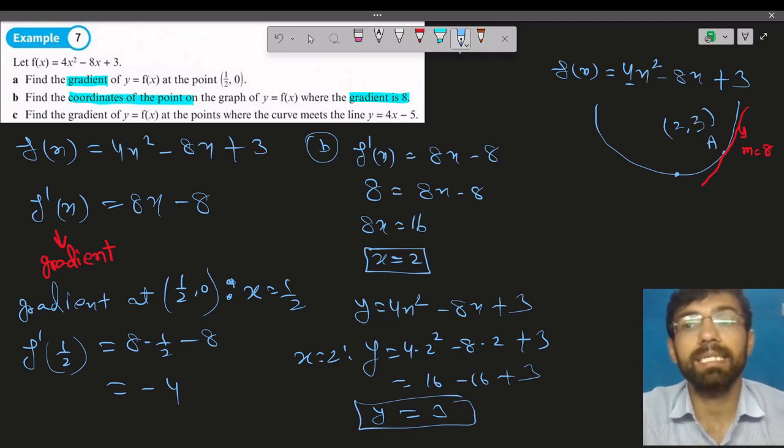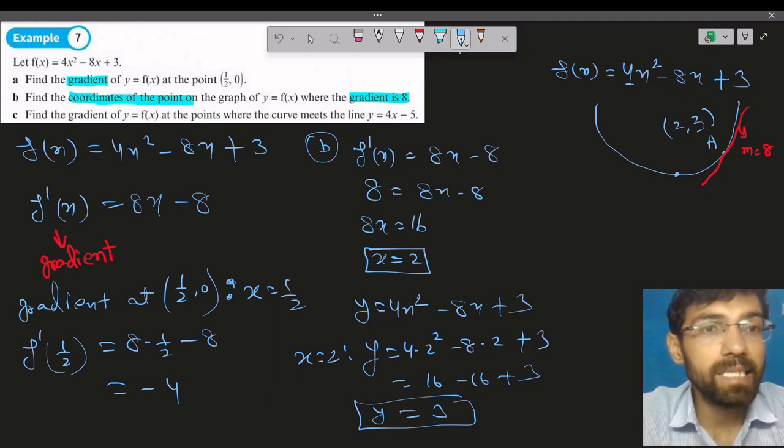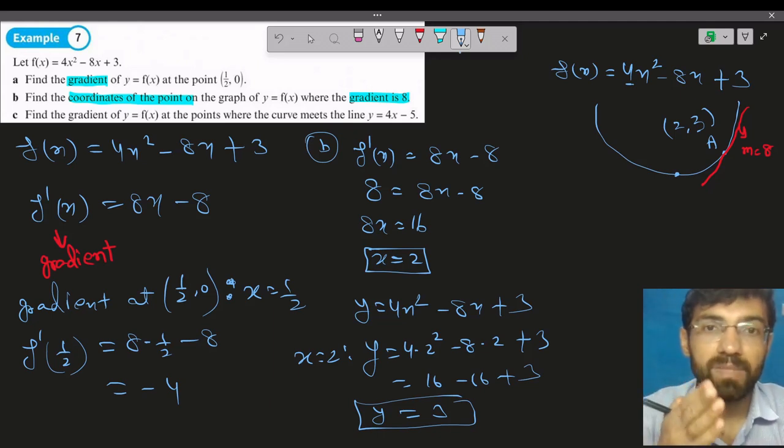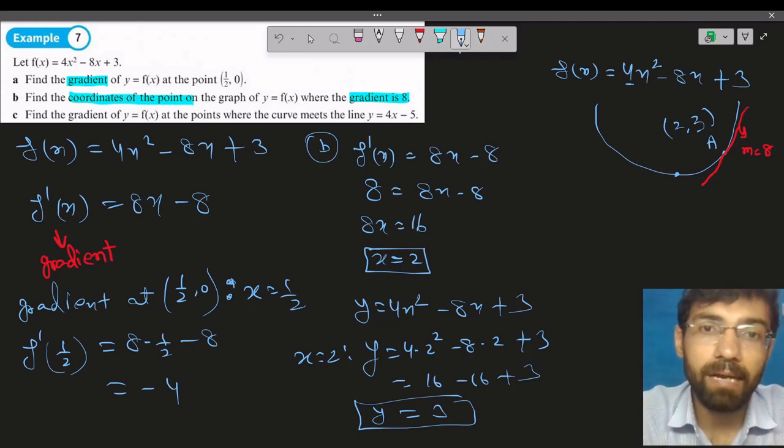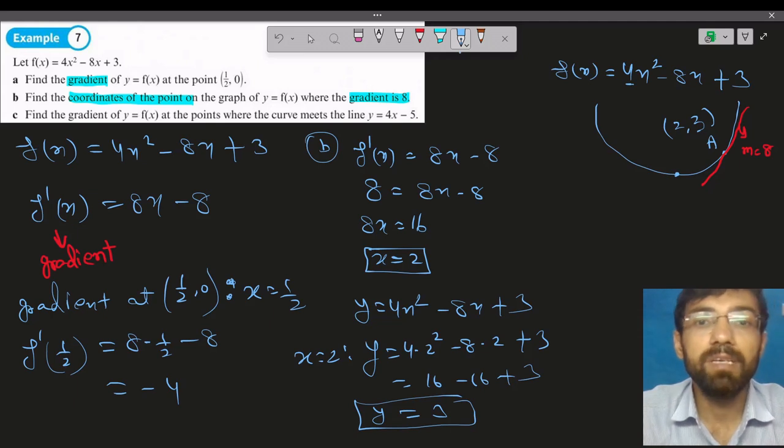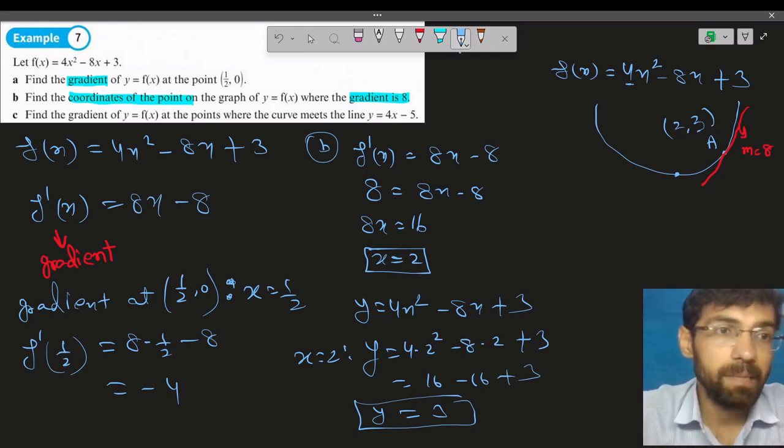Yes, that's it. In part B, they ask the coordinate of the point at which the gradient, and gradient means gradient of the tangent, will be 8. So what we did, f dash x represents the gradient. In place of f dash x, we substituted 8 and we got the gradient. So this is part B.